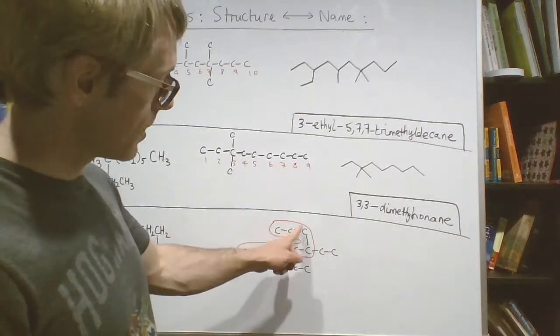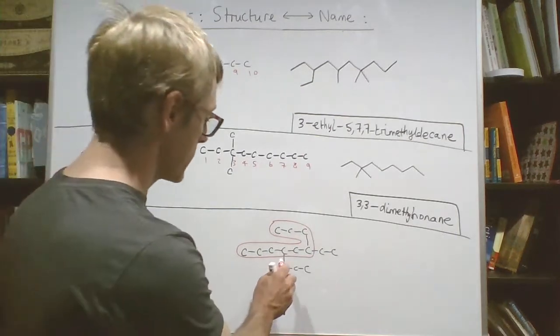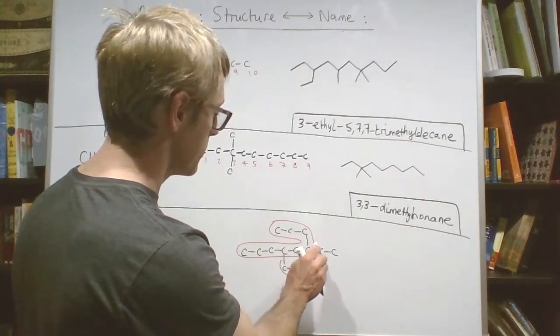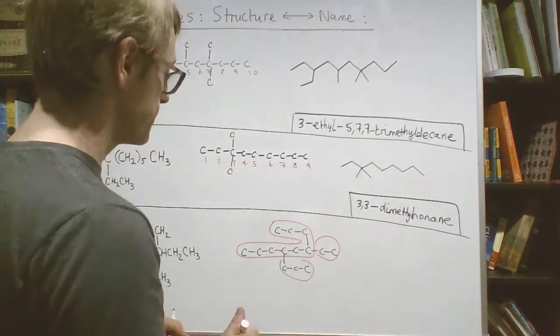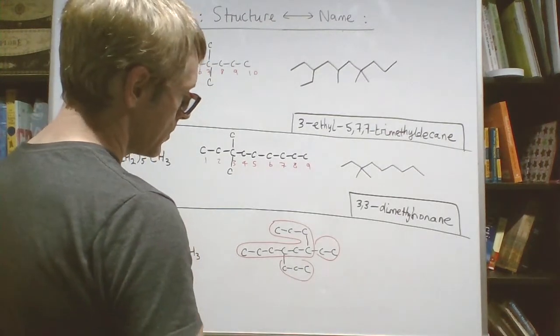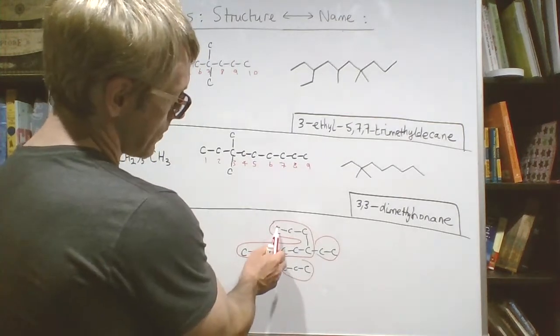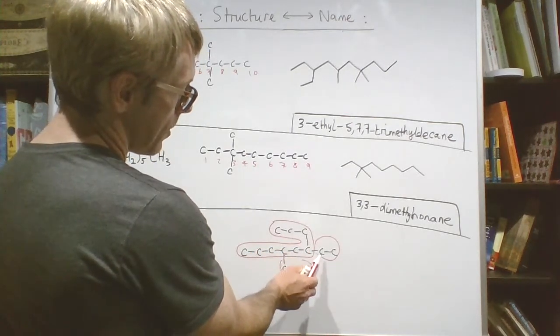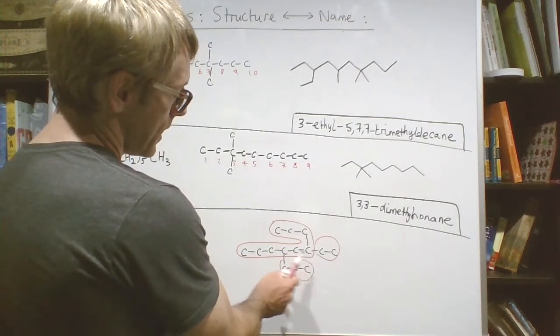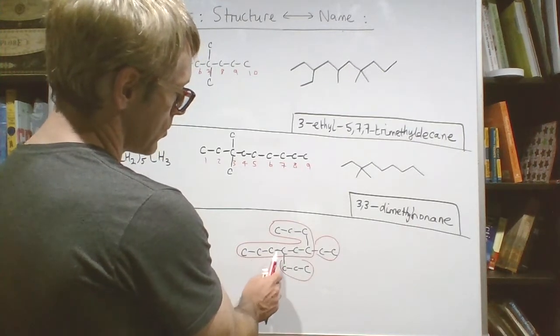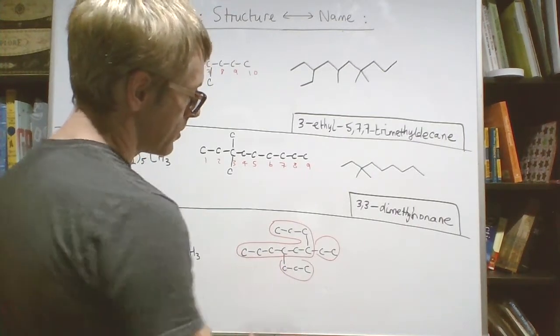So it wraps around that way. And then I can clearly identify my buds. The buds, so let's see, from this side I've got 1, 2, 3. The bud is on carbon 4. And if I count this way, 1, 2, 3, 4, the bud is on carbon 4.